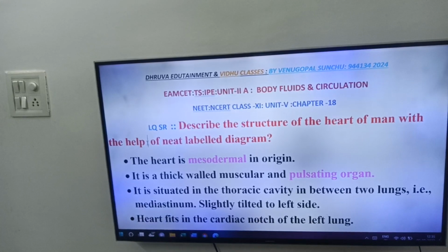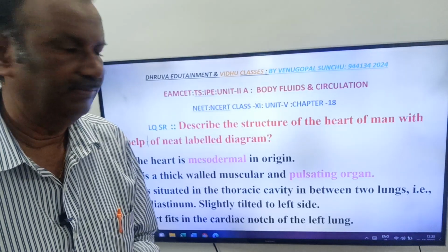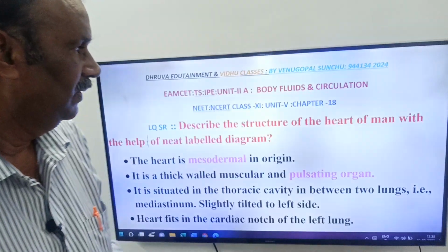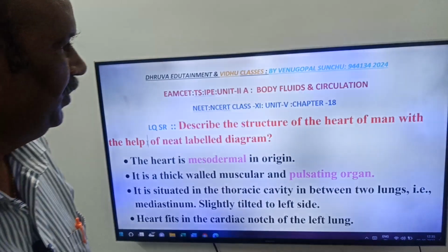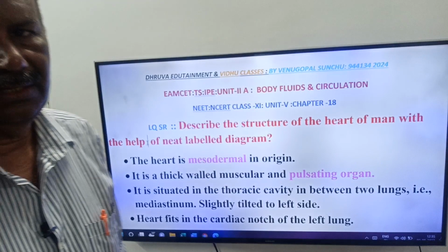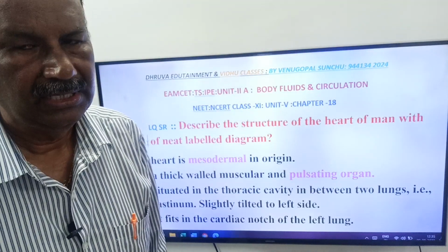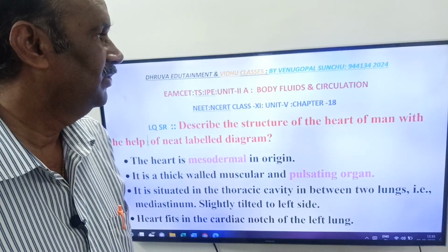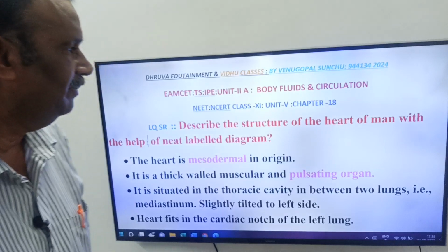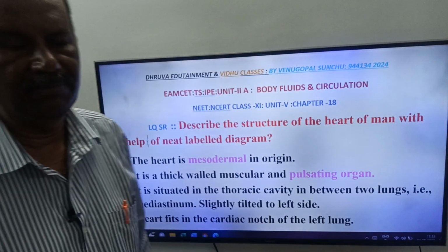Friends, very important question. This is from intermediate second year, NCERT class 11, unit 5 chapter 18 of NCERT. Unit 2A of IPE, intermediate public exam. That is body fluids and circulation. What is our question? Describe the structure of the heart of man with the help of a neat labelled diagram.